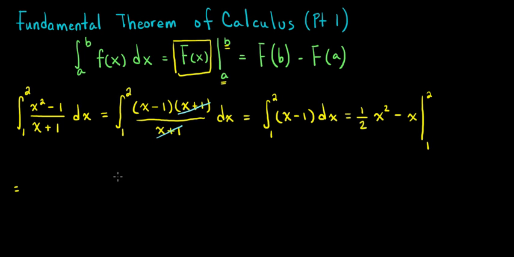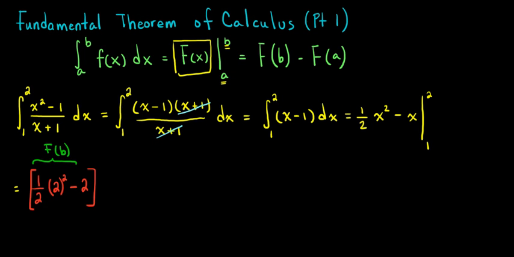This is going to be equal to, well, I simply plug in the upper limit, so I plug in a 2. Let me do this in a different color here. I will have 1 half, and I'm going to plug in 2, so 2 squared minus, and I'm going to plug in another 2. I'll put that in a bracket. This right here is my F of b, capital F of b.